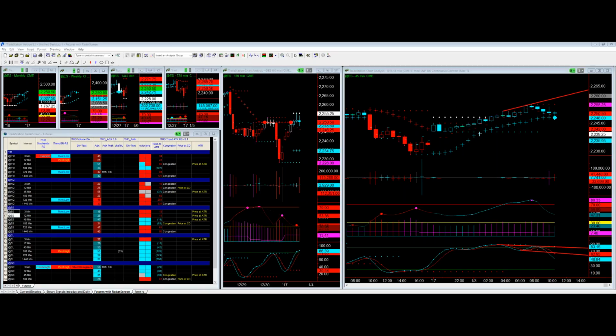Yeah, these are hard trade setups actually this morning. I wouldn't recommend these trade setups for a beginner because they're hard to read. You're having to read more information.